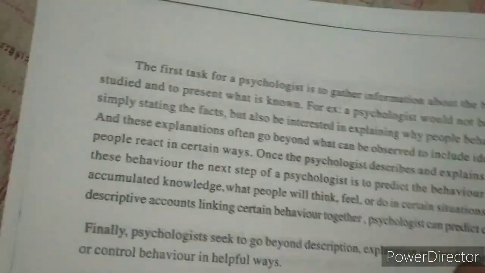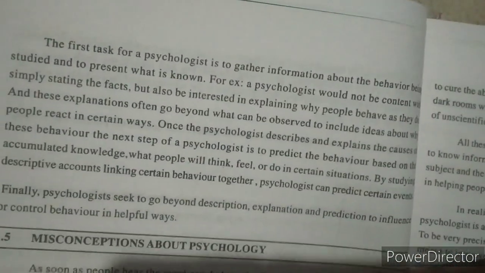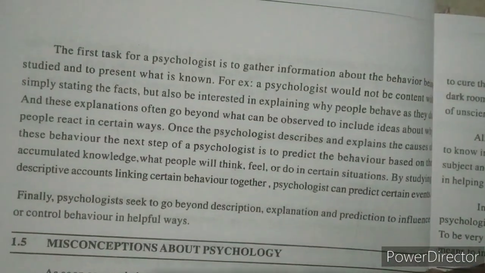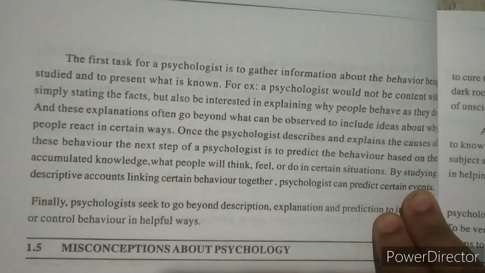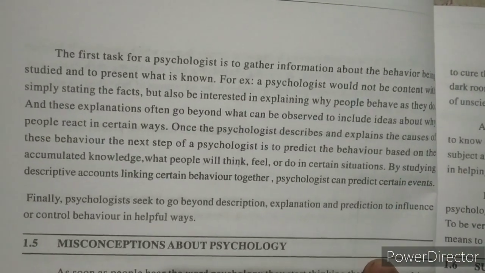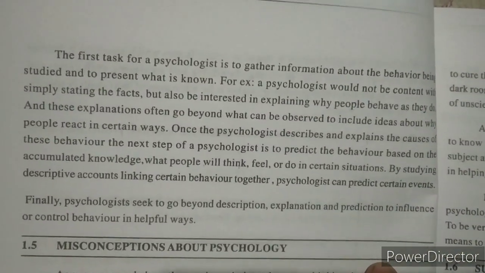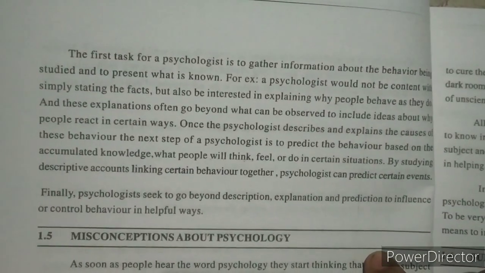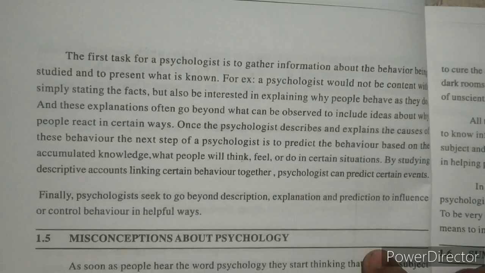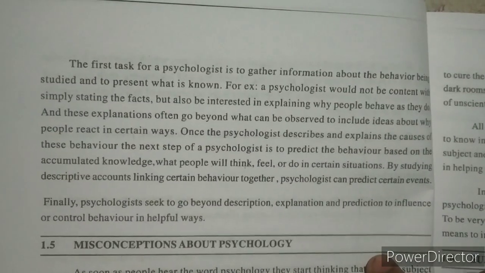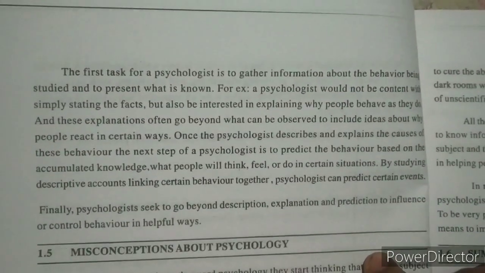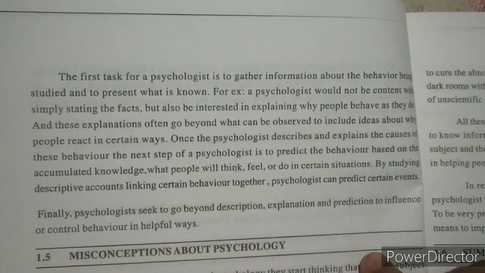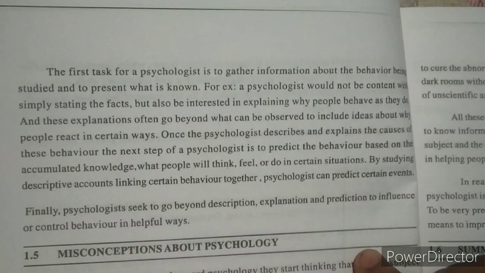We have a little continuation also. Let me read it for you. The first task for a psychologist is to gather information about the behavior being studied and to present what is known. For example, psychologists would not be content with simply stating the facts, but also be interested in explaining why people behave as they do. And these explanations often go beyond what can be observed to include ideas about why people react in certain ways.